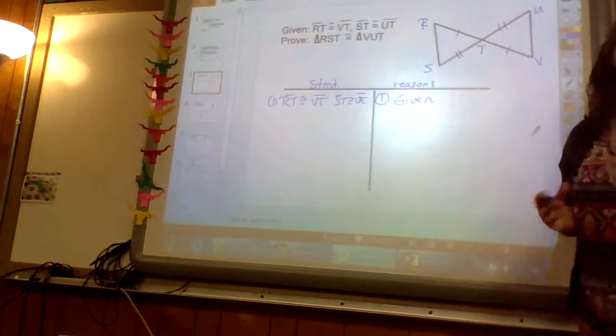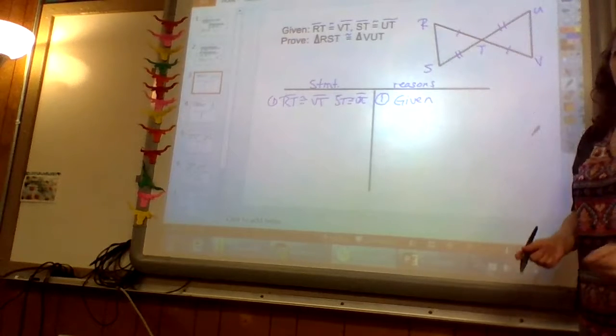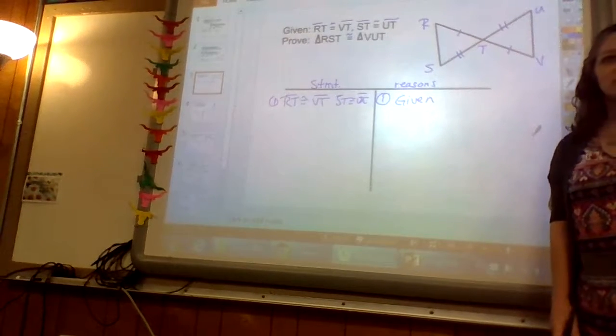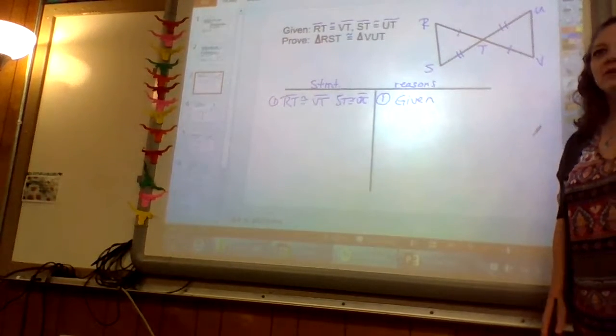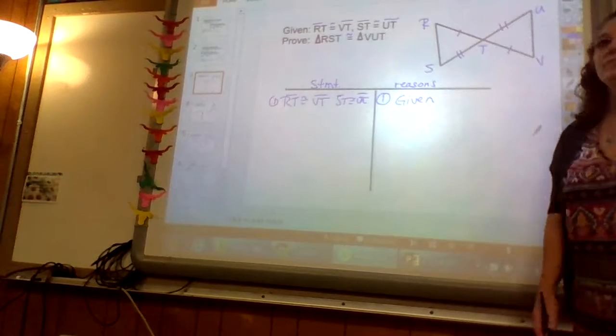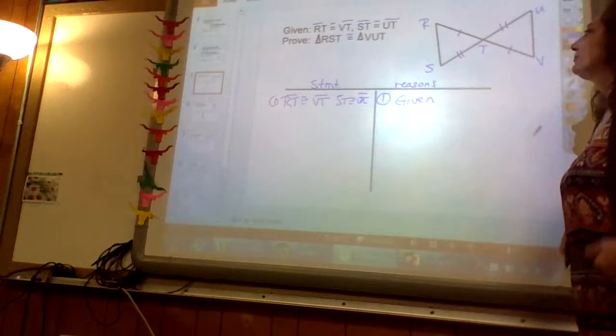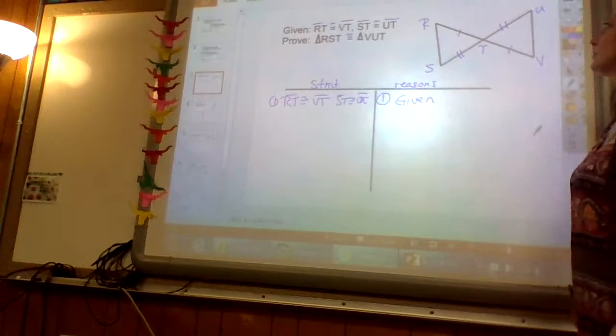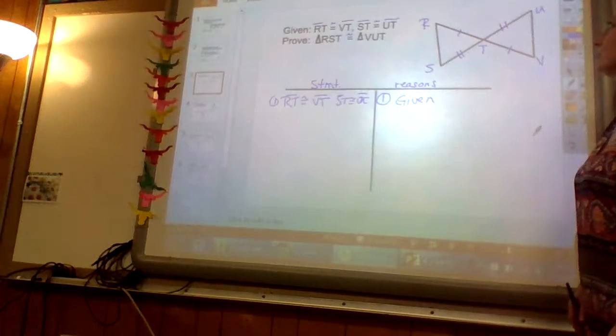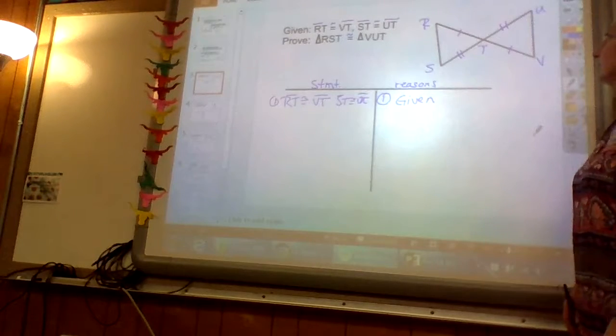We've already basically talked through this problem. Are these congruent triangles? Yes. Because what else do we know? Because they're equal. If the other sides are equal and congruent, then you know that RS and UV are also congruent.